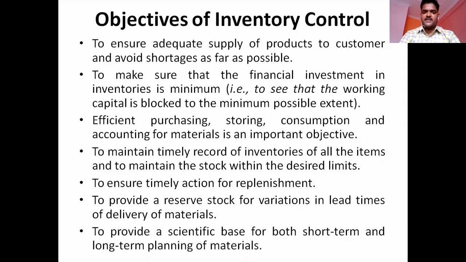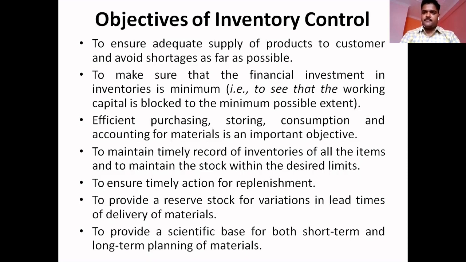Efficient purchasing can be done by following the various steps such as purchasing resource, different methods of purchasing, and the storing, consumption, accounting for materials. These are the important objectives of the inventory control. And the next is to maintain timely record of inventories. The timely record of inventories will also be maintained using the inventory control of all the items, and to maintain the stock within the desired limit.